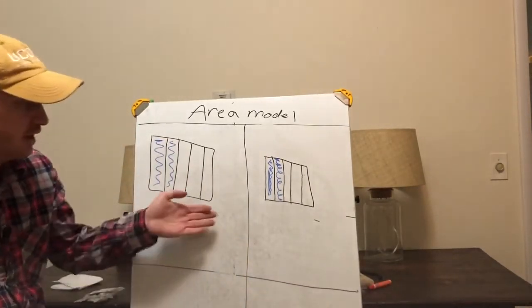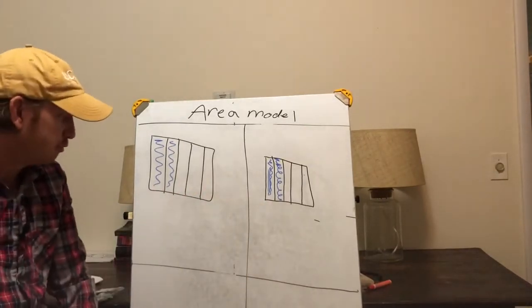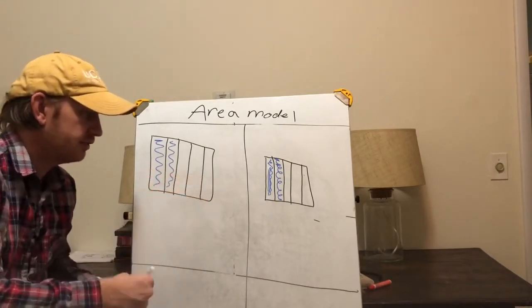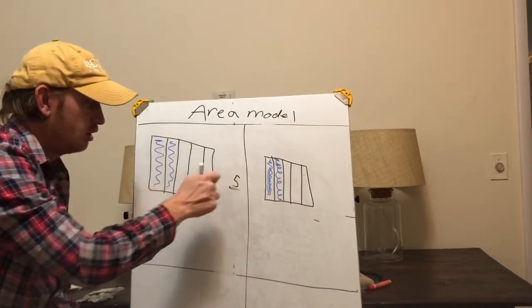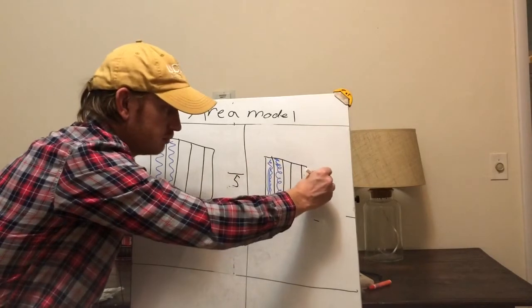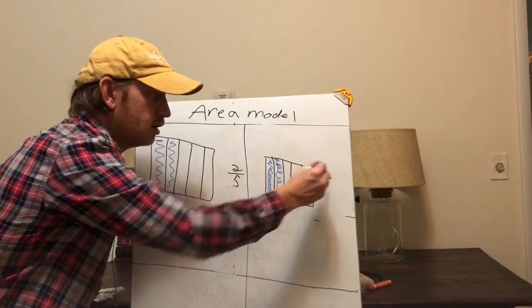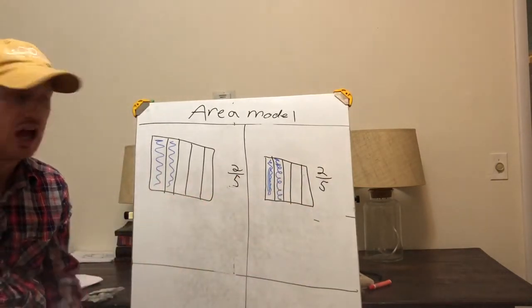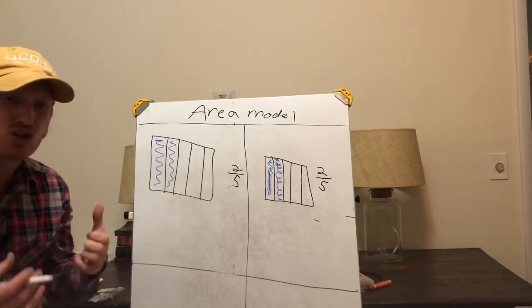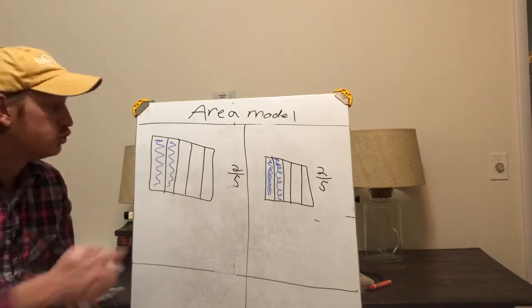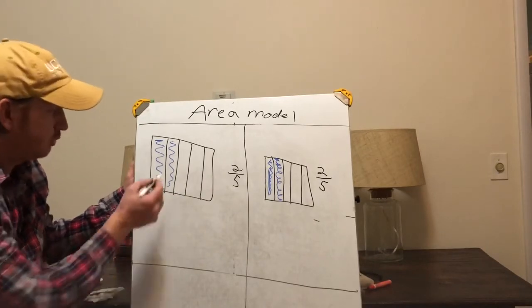So right here I have 2 area models that, although I drew them different sizes, they represent the same thing. They're both 1, 2, 3, 4, 5. 1, 2, 3, 4, 5. And they both have 2 shaded in. So they both represent 2 over 5. And we're going to use the area model here to show that some other fractions can be equivalent or equal to 2/5.